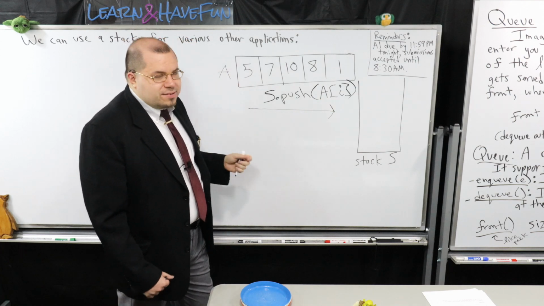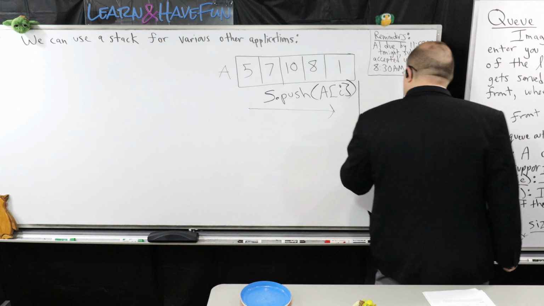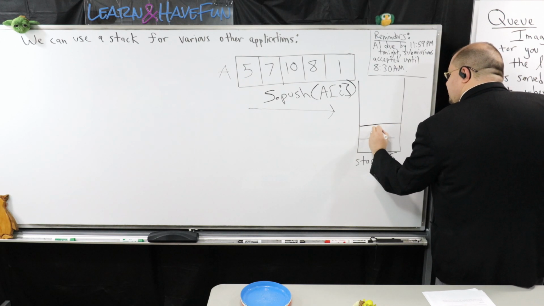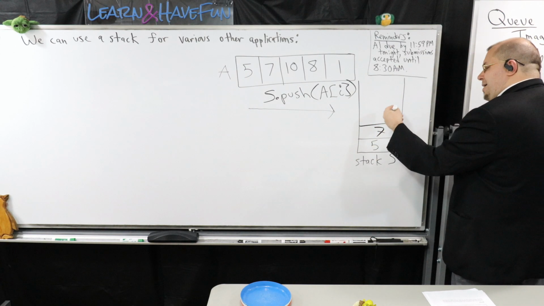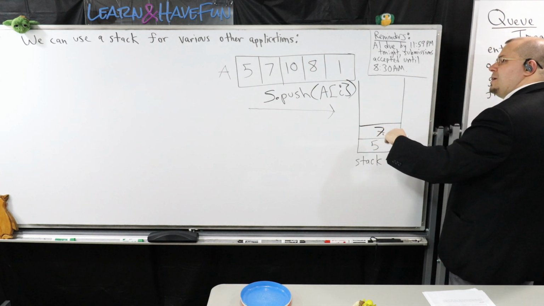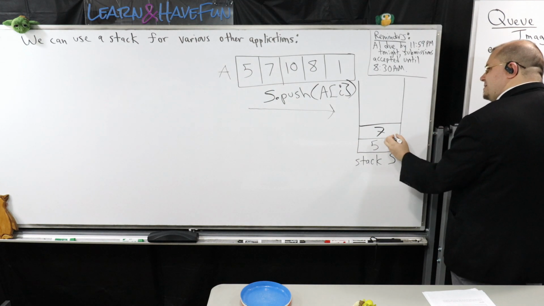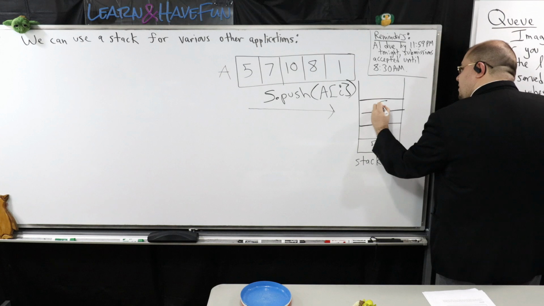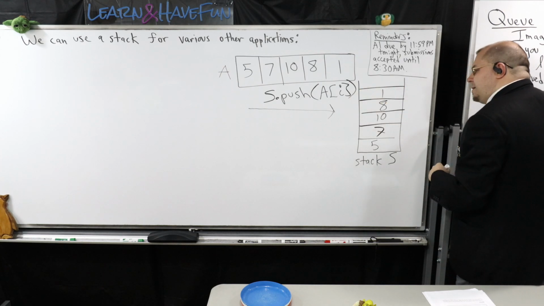If I do a push operation for each one, I'll have 5. Then 7 goes on top of 5, because 5 was originally the top of the stack, and I'm pushing this on top of the stack. So presently this is the top of the stack. I have 10, 8, and 1.